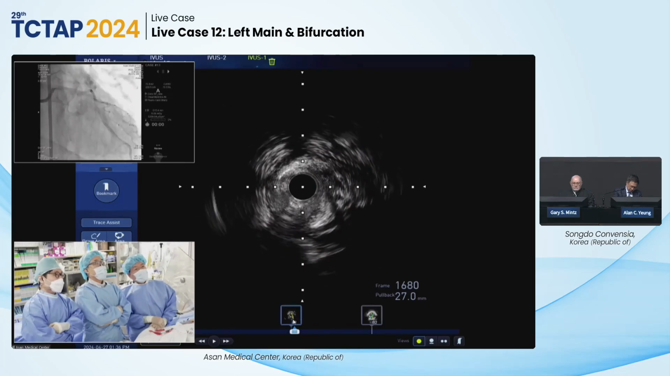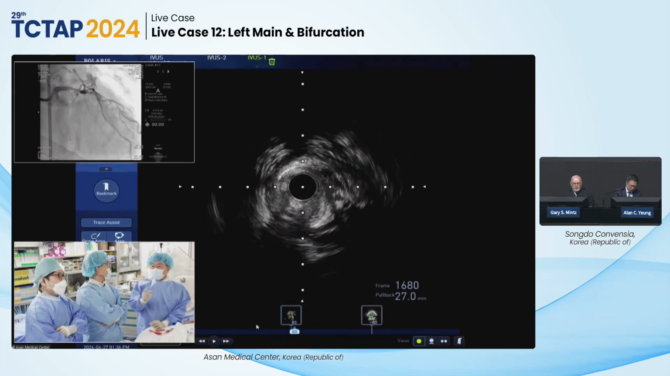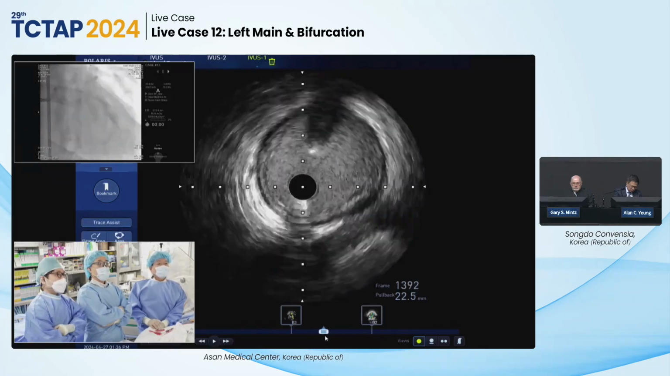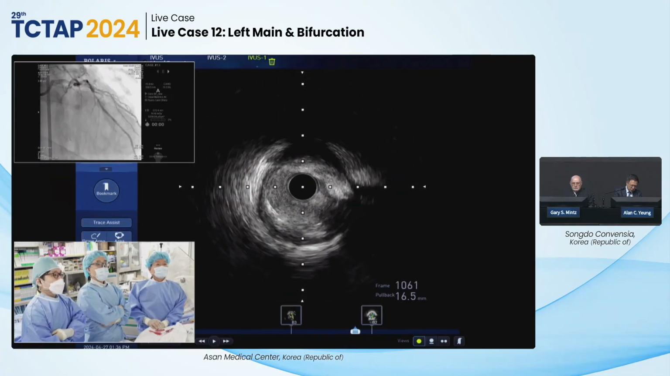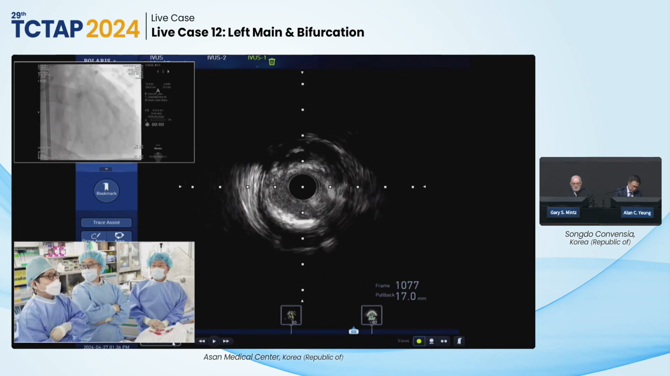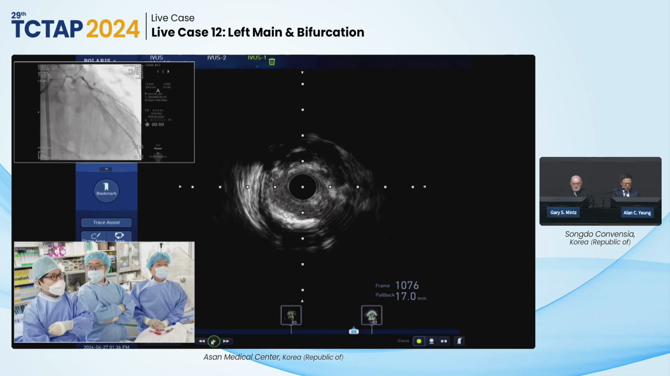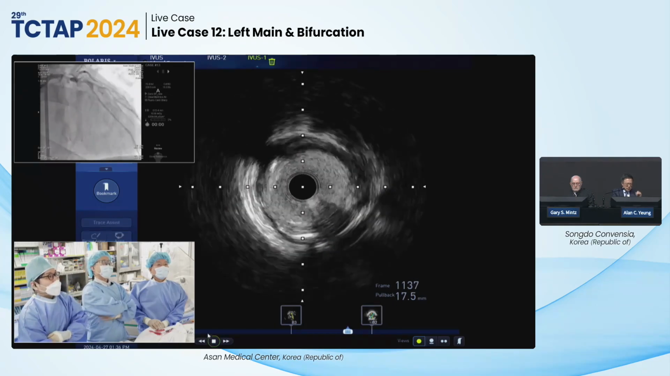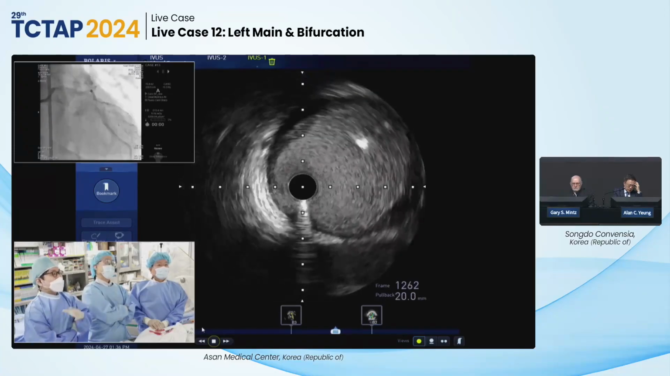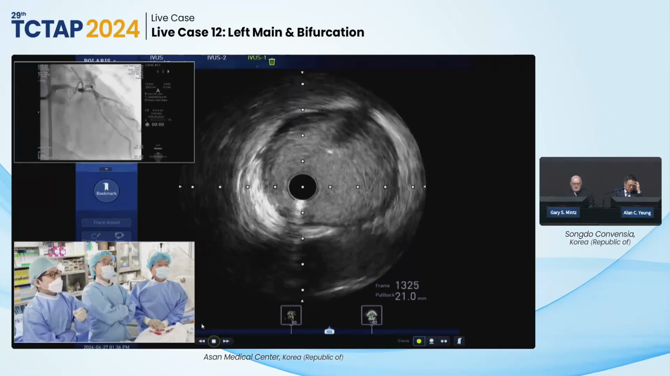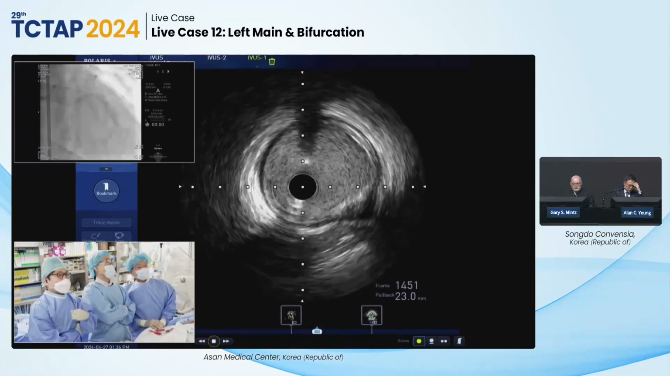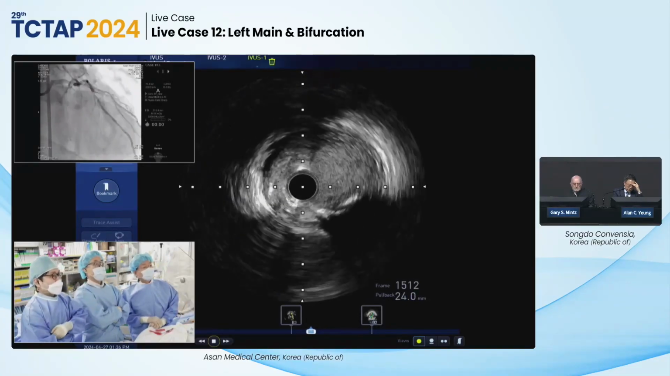Okay, another, the diagonal branch. This is the diagonal branch, and the plaque is just distal from the bifurcation region. Please play. And the diagonal branch is coming from the 1 o'clock direction, and the diagonal opening is very well preserved. And this is just proximal to the bifurcation region.